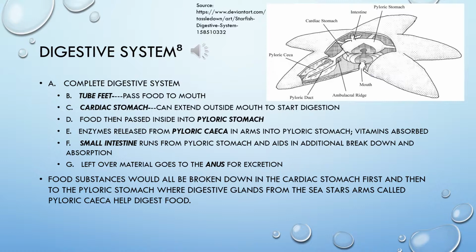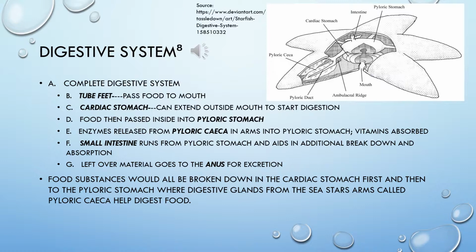breaking down through enzymes. After it's digested a little, the food is then passed inside to the pyloric stomach, where enzymes are released from pyloric ceca in the arms and vitamins are absorbed. Then in the small intestine, there is additional breakdown and absorption of any nutrients that it can pull out before the leftover material goes to the anus for excretion.